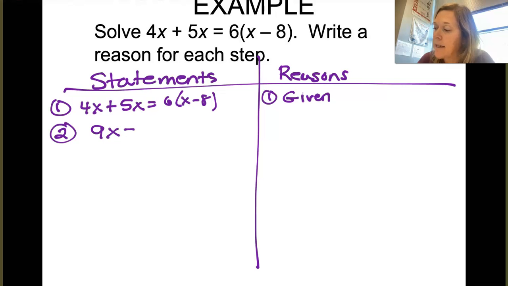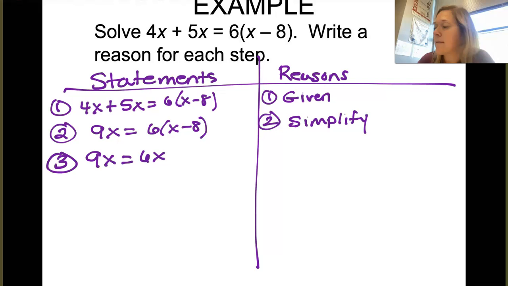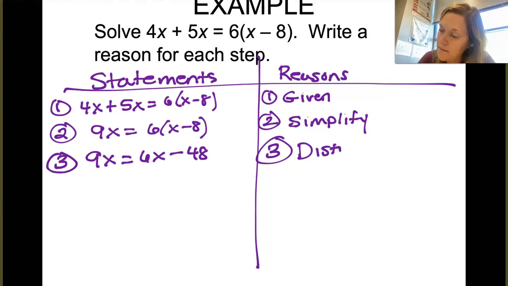I'm going to turn that into a 9x is equal to... Don't do 2 steps in the same line. Don't distribute and simplify. We need to write everything out. So what did I do? I did a simplify. My goodness, I can't spell simplify. Now let's go ahead and distribute. So 9x is equal to 6x minus 48. Distributive property.